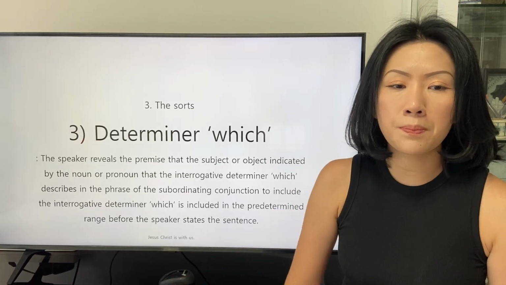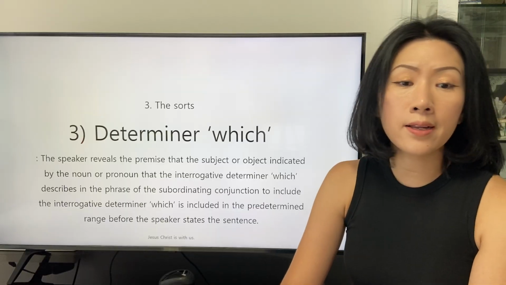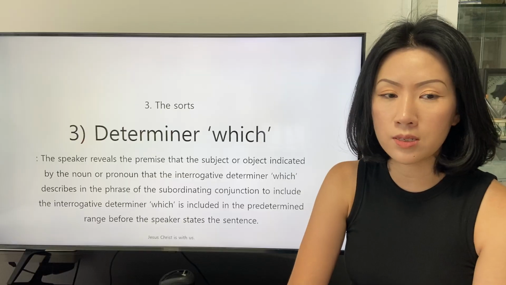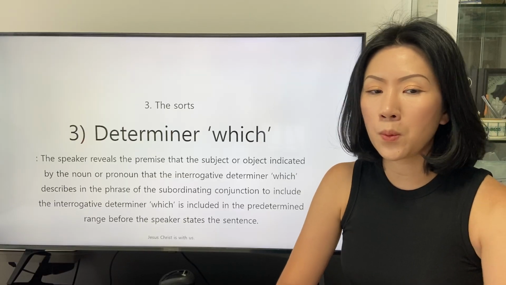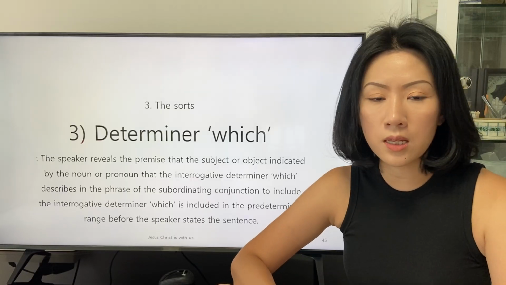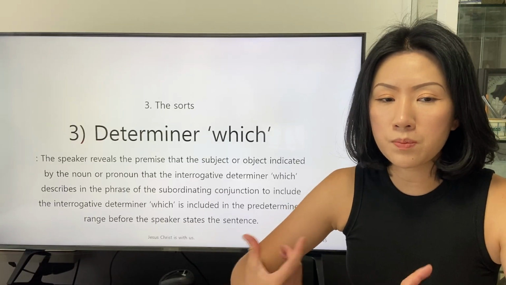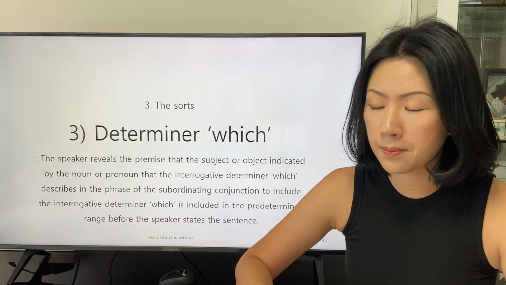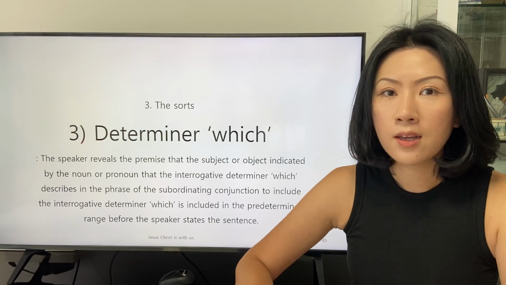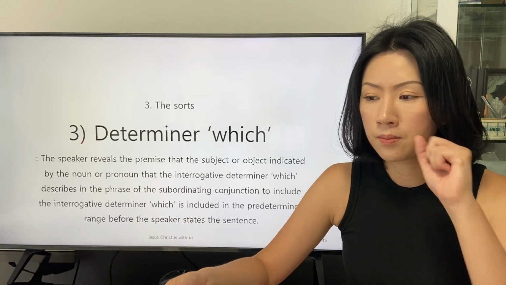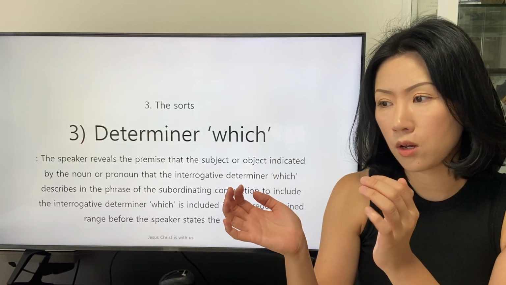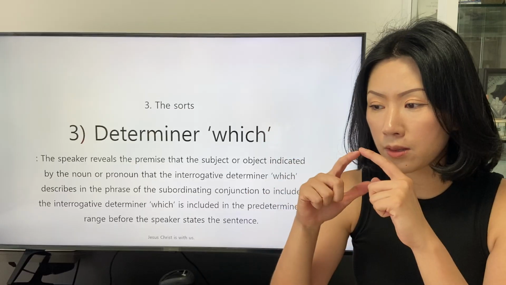The speaker reveals the premise that the subject or object indicated by the noun or pronoun that the interrogative determiner which describes in the phrase of the subordinating conjunction is included in the predetermined range before the speaker states the sentence like, I like which season you like. In this sentence, the speaker predetermined the range of the object indicated by the noun season.